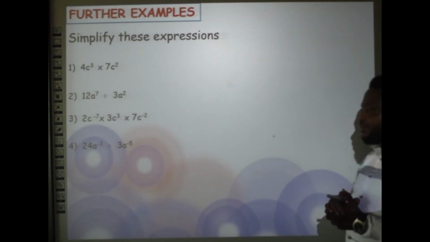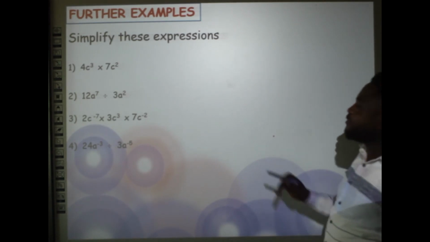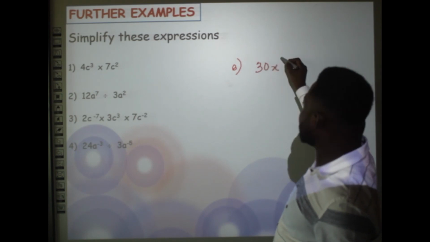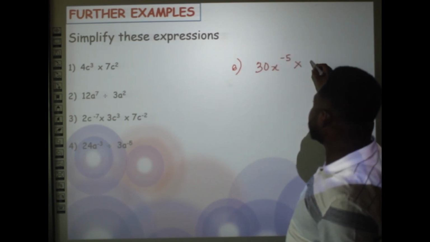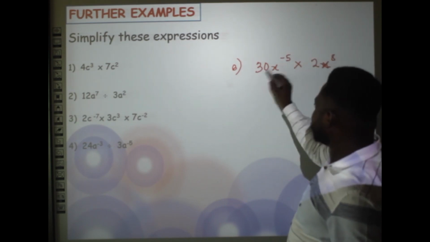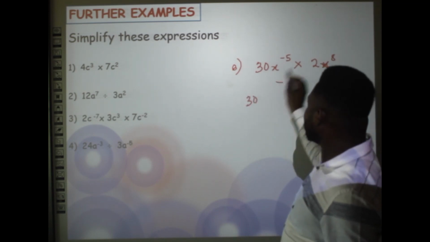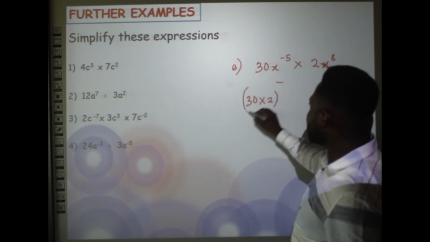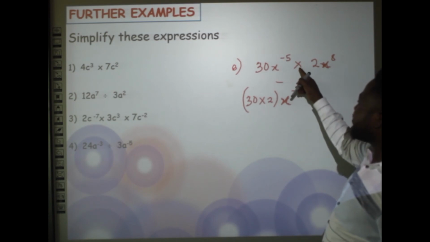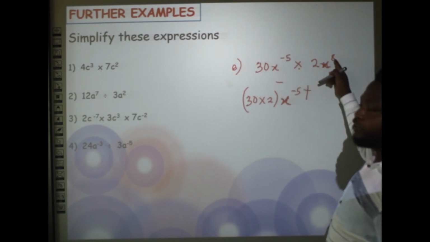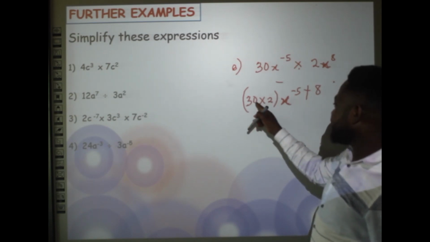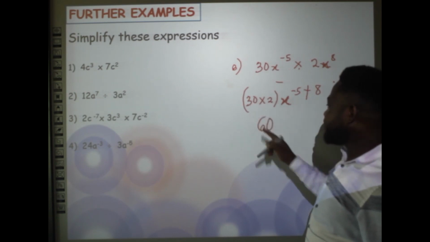Now let's try to look at the last one. Okay, you have 30 raised to the power minus 5 times, let's say, 2 raised to the power 8. Okay, you write out the numbers. That will be 30 times 2. You see that this is x raised to the power of minus 5. The multiplication sign will turn to what? Plus. Then you drop down 8. Can you see that? 30 times 2 will give you 60, because 2 times 0 is 0. 2 times 3 will give you 6.